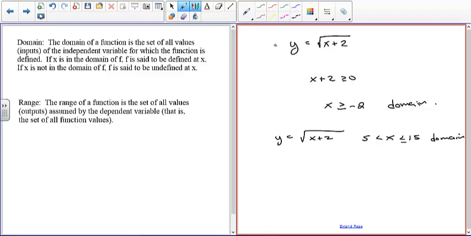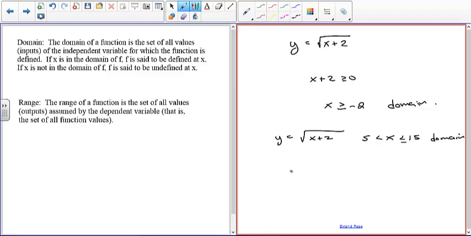So it's basically the allowable y values. Usually if you set the domain, then you can set the range. So again, back to the square root function. The square root of a positive, it has to be positive, so this argument has to be positive. So the square root of a positive number is always positive.